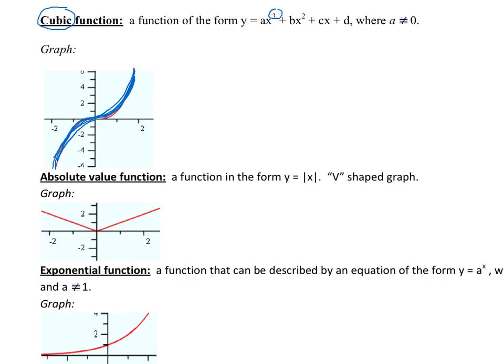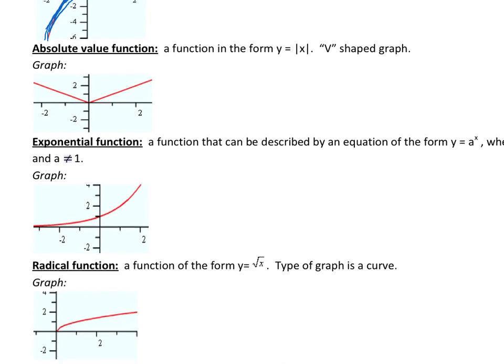It also has a stipulation that says a cannot be equal to 0, because remember, if a is equal to 0, it will cancel away that monomial there, and you're left with just bx squared plus cx plus d, which is quadratic. So you cannot have an a that's equal to 0 if you want it to be cubic.